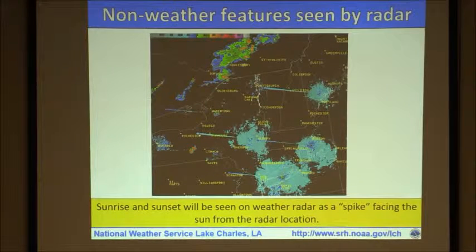Remember, the radar beam is being tilted up through the atmosphere, so it has to be at the exact moment that the radars are actually looking at the sun at the same time. It can happen, and like I said, people get kind of freaked out by it, but it's a normal atmospheric phenomenon that the radar is picking up on.